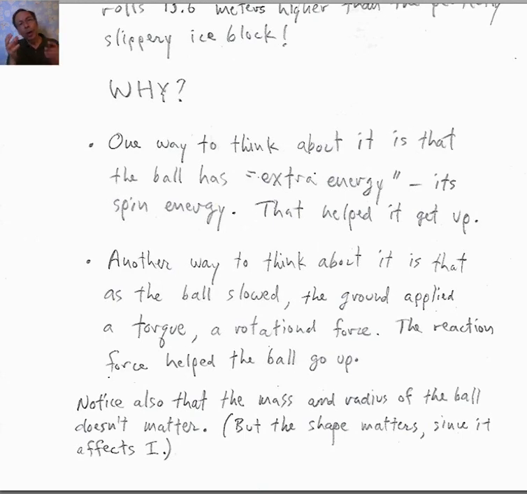And so as the ball was going down and slowing its spin, the reason the spin was slowing is that the ground was putting a torque on the ball. And from the point of view of the ball, you know, Newton's third law, the ball was pushing down on the hill, and so that force, which came from the torque, was helping push the ball further up the hill. We'll talk about torque next time.